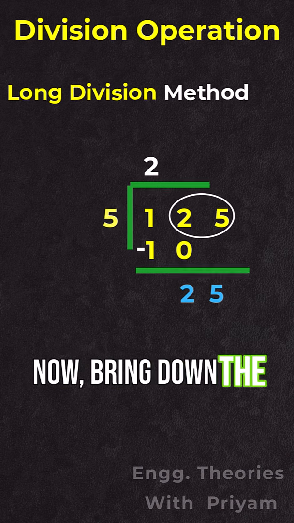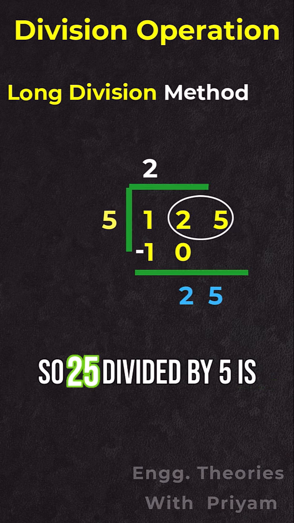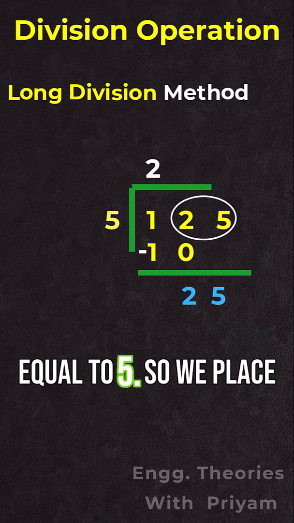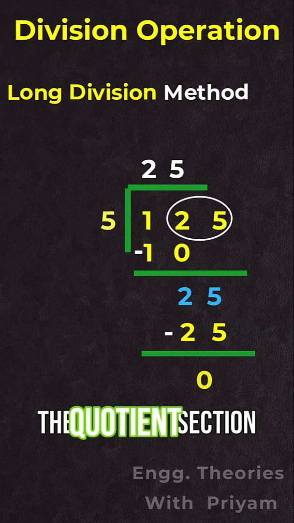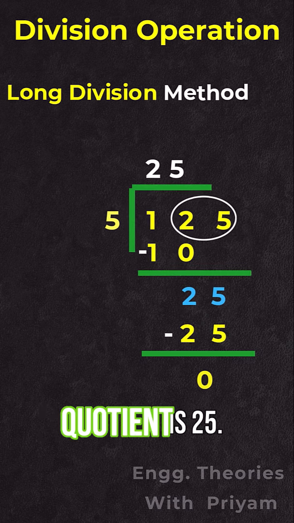Now bring down the next digit, making it 25. So 25 divided by 5 is equal to 5. So we place this 5 in the quotient section again. So the final quotient is 25.